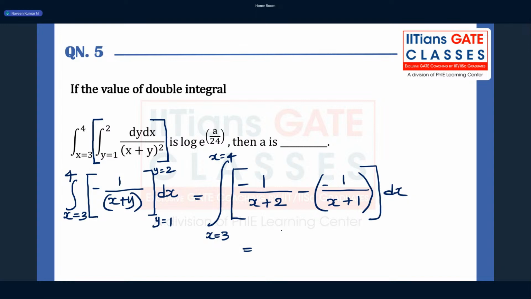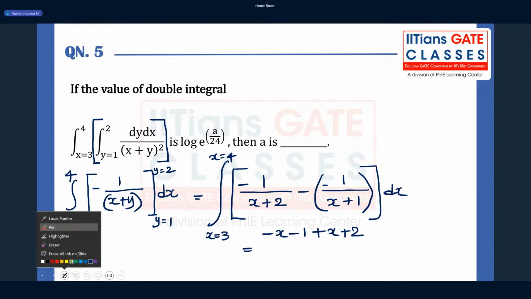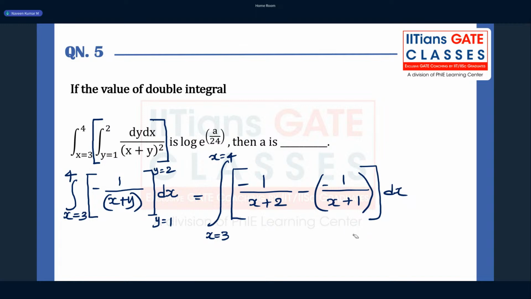Okay, we'll do one thing. Instead of solving it, I think we'll do it. So x plus 1, so minus x minus 1 plus x plus 2, something like this, right? One minute. There is some misunderstanding here. I think no. One minute. Okay, we'll do one thing. Instead of solving this fuss, we will do it here itself.